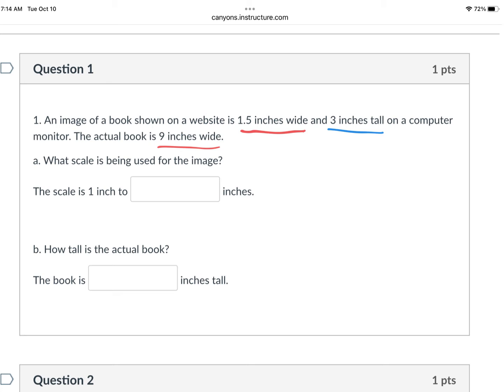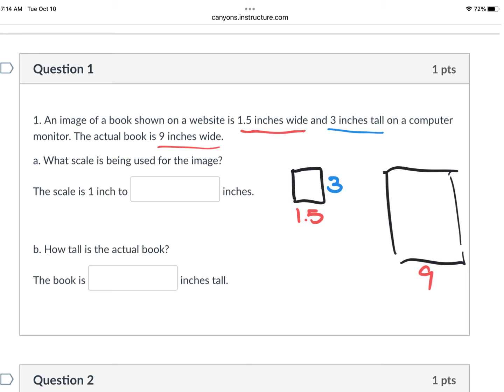So if I draw a picture here, I have the picture on the monitor, which is 1.5 wide and 3 tall. And then I have the actual book, and I know it is 9 wide. Okay, so I need to figure out what am I going to multiply 1.5 by to get to 9. So to do that, we go the actual book divided by the drawing. So we're going to go 9 divided by 1.5, and we get 6.